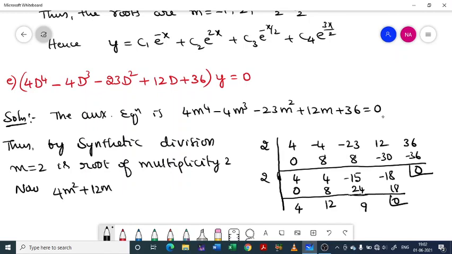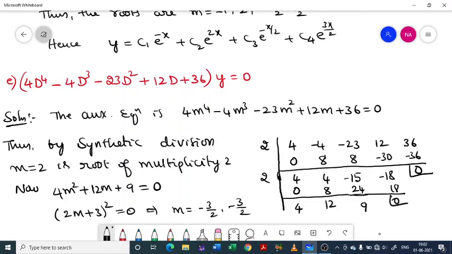Okay, 4m square is right. 4m square plus 12m plus 9 equal to 0. So 36 here, 12, so 6, 6, right? You can check that it will be (2m plus 3) whole square actually. So 2m plus 3 equal to 0, 2m equal to minus 3, m equal to minus 3 by 2 of multiplicity 2.